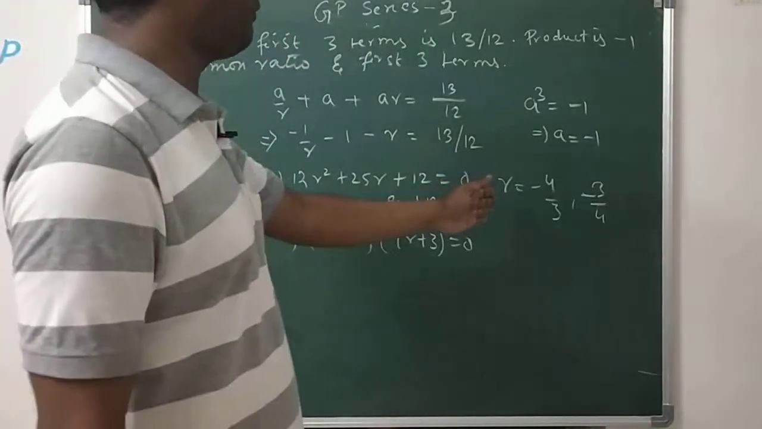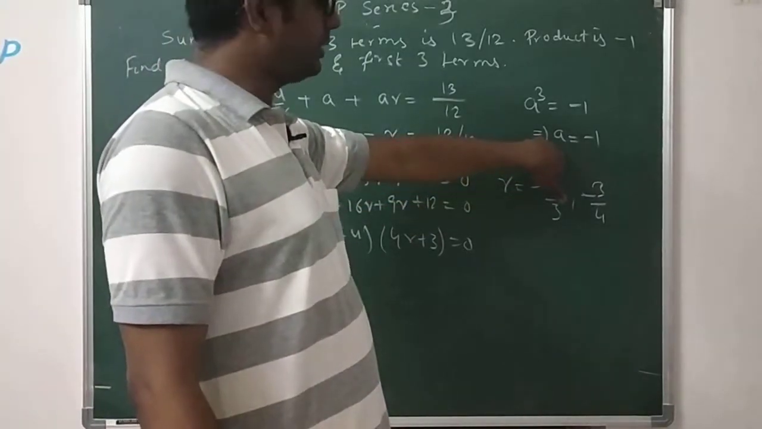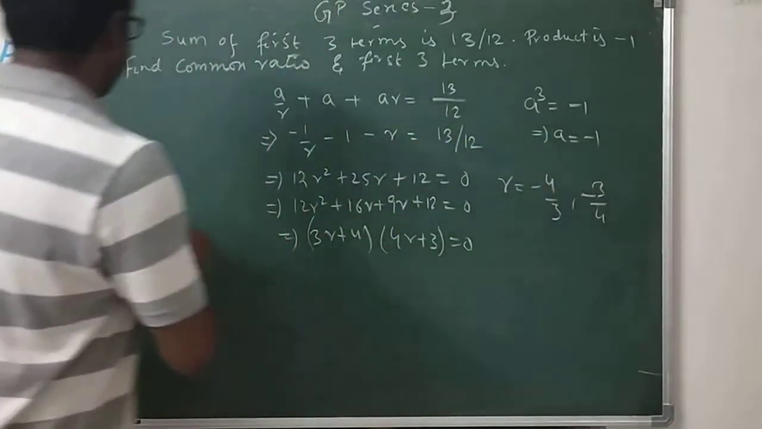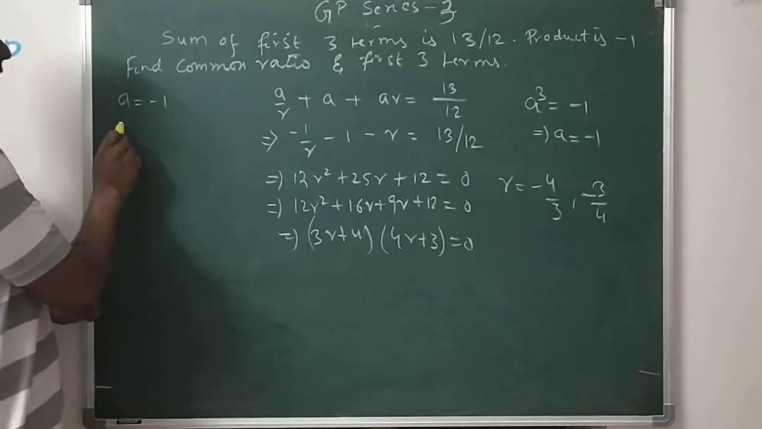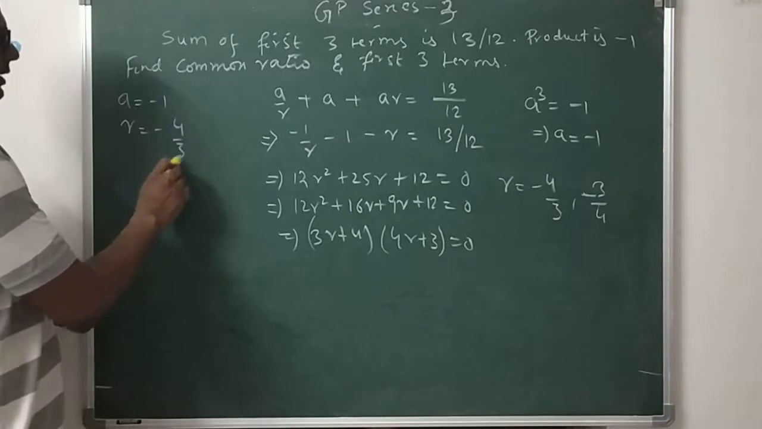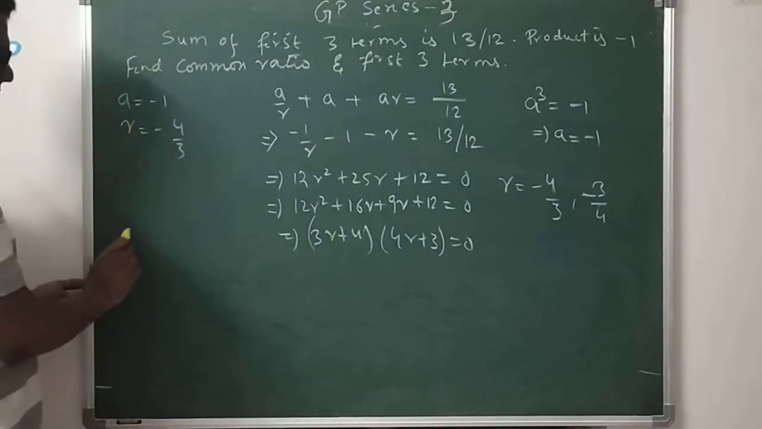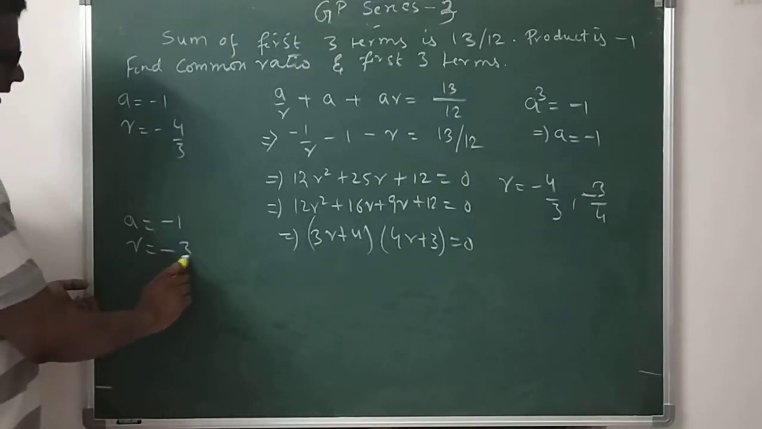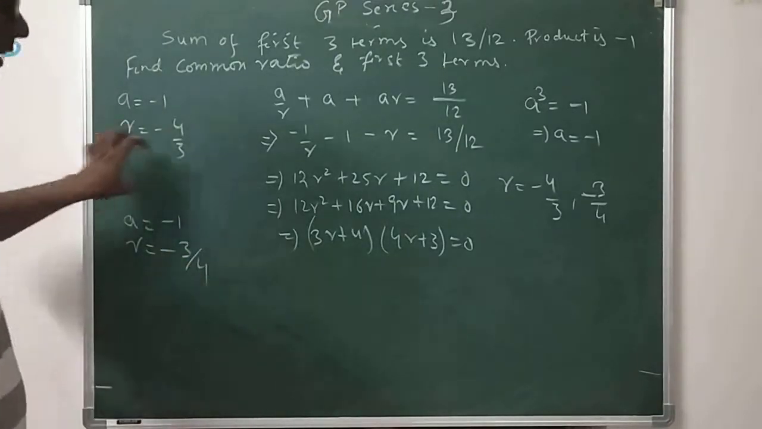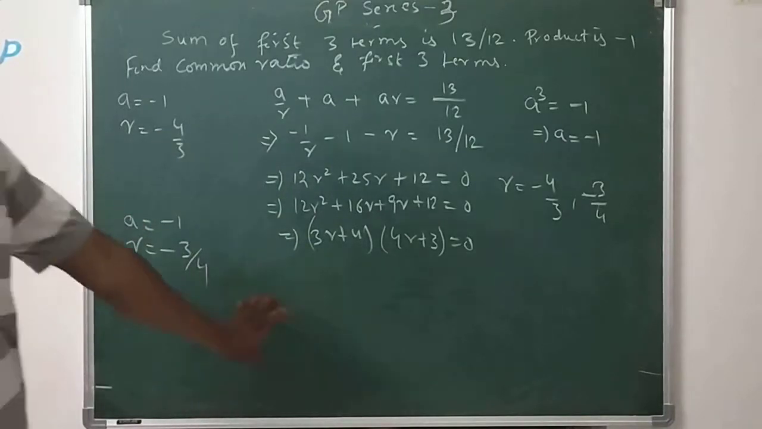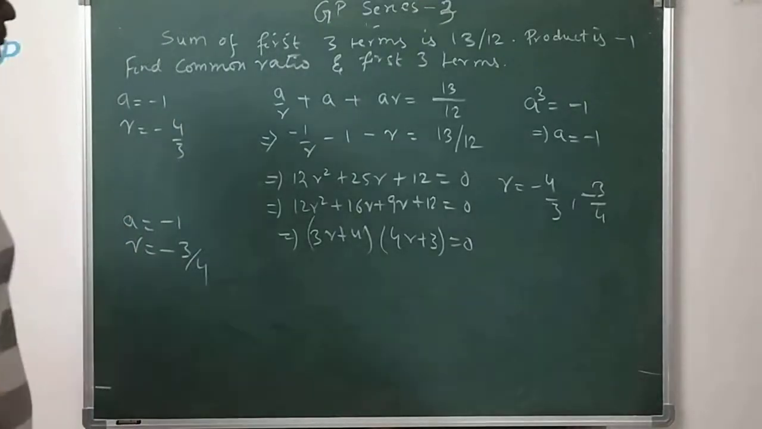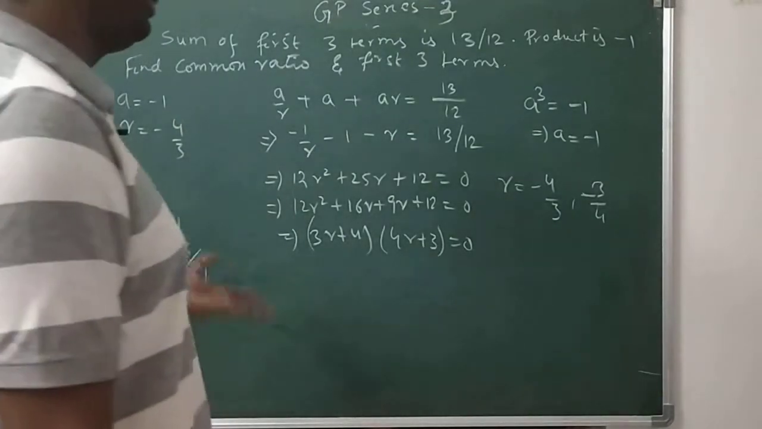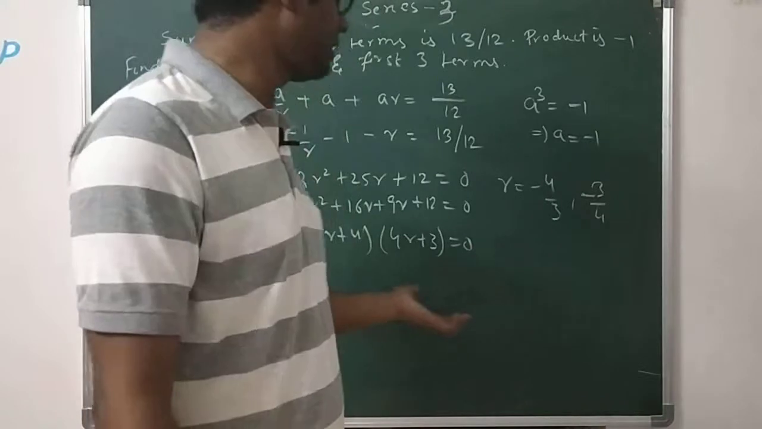Now you know the value of R. There is one value of A, which is -1. So please find out the three terms like this: A is equal to -1, R is equal to -4 by 3. First find out the three terms using this, and then again A is equal to -1, R is equal to -3 by 4. So there will be a set of three terms over here and a set of three terms separately over here. That is the way you have to calculate this problem. I hope you can do it. I think we have done it in classwork also, as far as I remember.